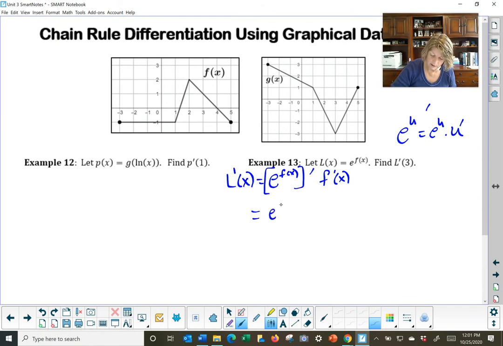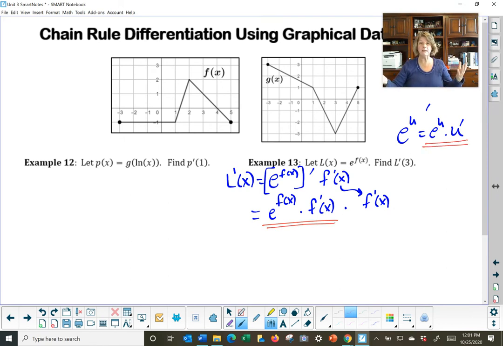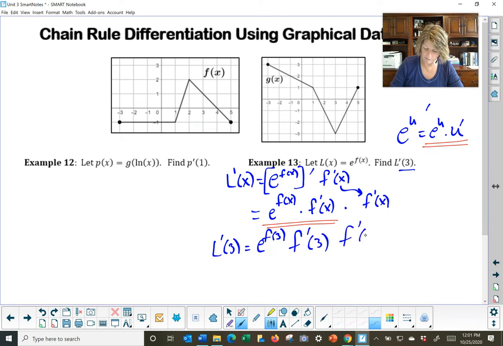So it is itself. It is going to be e to the f of x times f prime of x. Use pencils or pens of different colors and connect those two. Now, we want to evaluate at 3, so let's get to it. L prime of 3 equals e to the f of 3. I can get that from the graph. F prime of 3, I can get that from the graph. Let's go get our numbers.